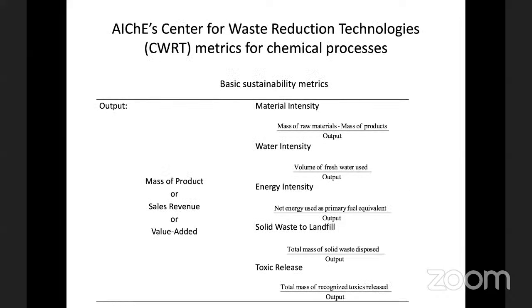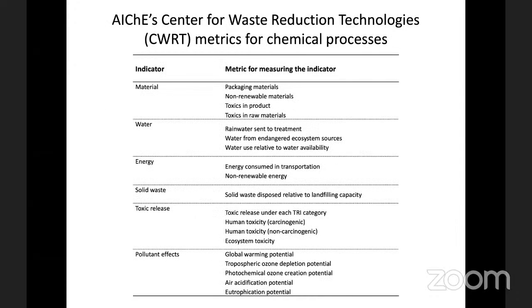There are other organizations that have put in indicators. So this is the American Institute of Chemical Engineers Center for Waste Reduction Technologies. The center has evolved into the Institute for Sustainability, and these are metrics for chemical processes. Some of the outputs can be of product or sales or revenue or value added. But material intensity, water intensity, energy intensity, solid waste to landfill, and toxic release are some of the basic sustainability metrics. There are also metrics for measuring the indicator. These are a list of metrics for measuring the indicator.